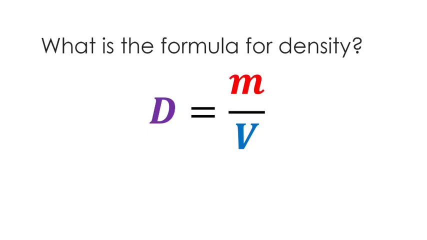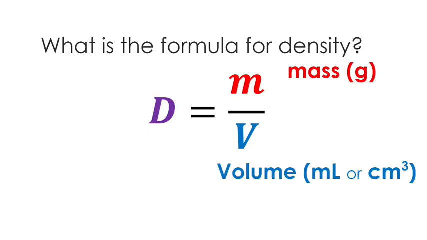Now, the formula for density is simple, and you don't have to memorize it. It is always going to be given to you. D, density, equals m over v. And m is our mass, which is always going to be measured in grams. V is volume, which is generally measured in milliliters, but sometimes you might see some centimeters cubed given to you.